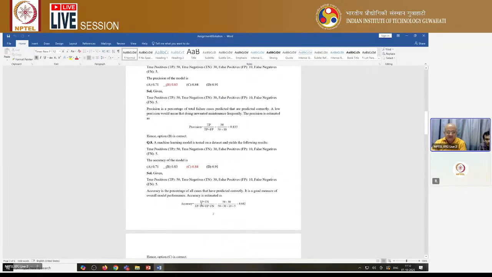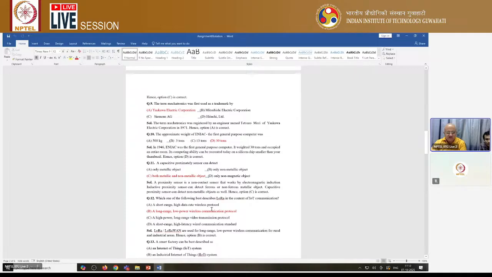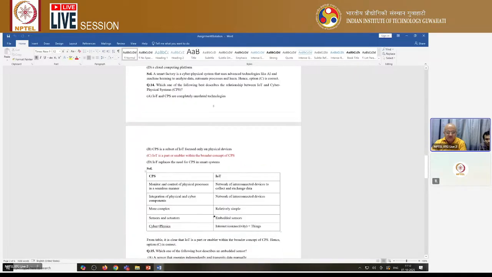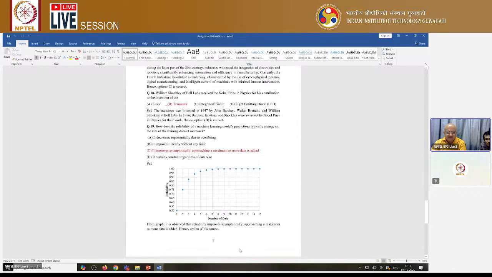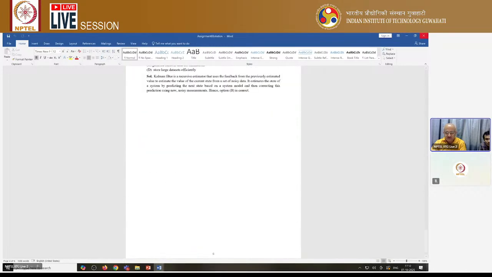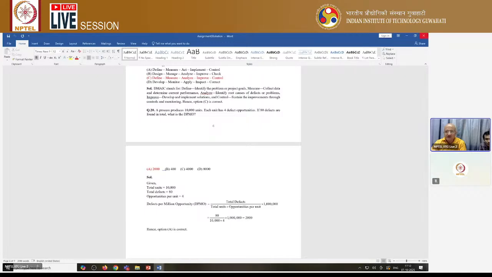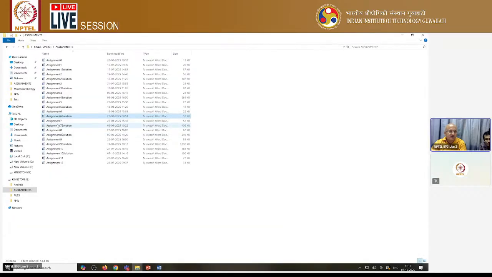Accuracy is TP plus TN, true positive, true negative, divided by total observations: true positive, true negative, false positive, false negative. Everything together. So these types of definitions are there, and then IoT and cyber physical system differences and such things have been told. And up to assignment 7 we have released 8.